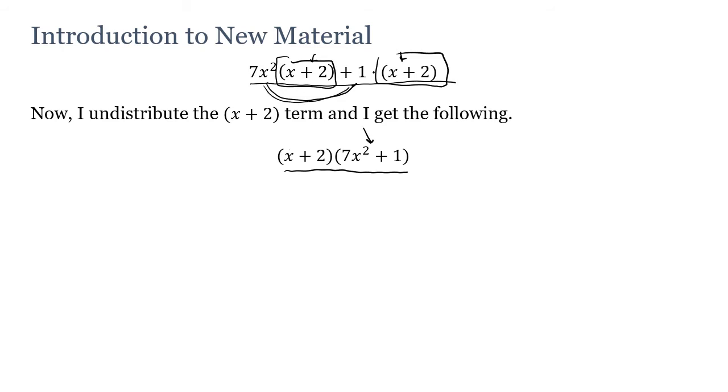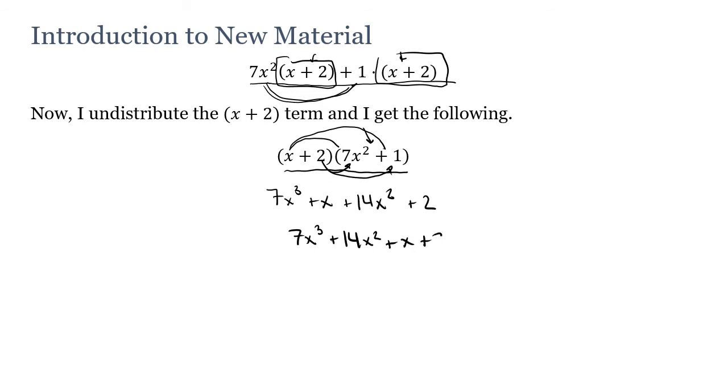And if I was to distribute this out, you'll see that I get the same answer. x times 7x squared is 7x cubed, x times 1 is x, 2 times 7x squared is 14x squared, and then 2 times 1 is 2. I rearrange this a little bit, and you'll see that this is the same answer that I started with. So this is what we're going for.